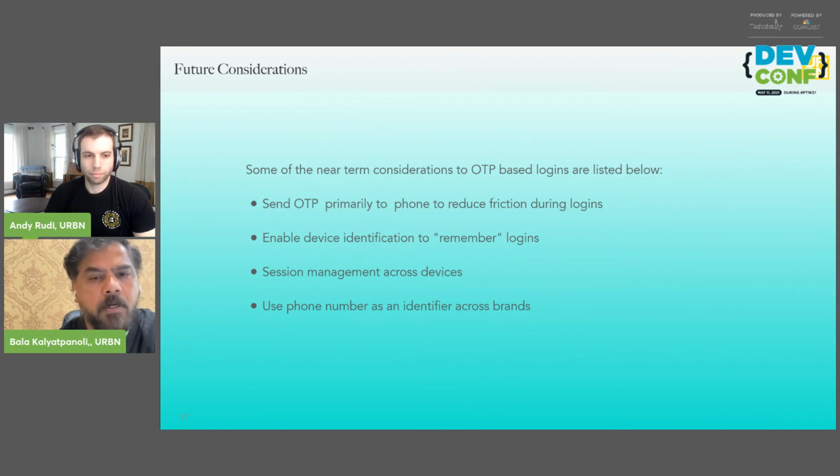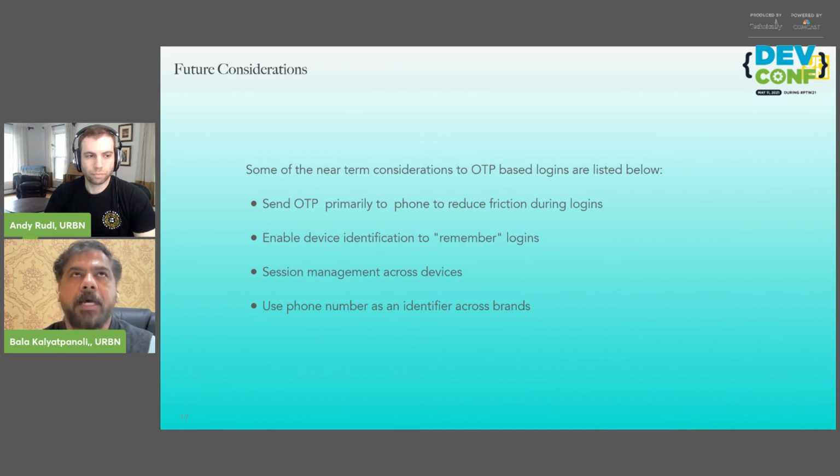Some of the things that we are going to work on in the near future, as Andy briefly mentioned earlier, is that we are trying to make some UX changes so that when a user asks for an OTP, even though they supply an email, we would try to send it to their mobile devices, because most people are expecting OTPs to come to their mobile phone number instead of the email. So that's one of the changes.